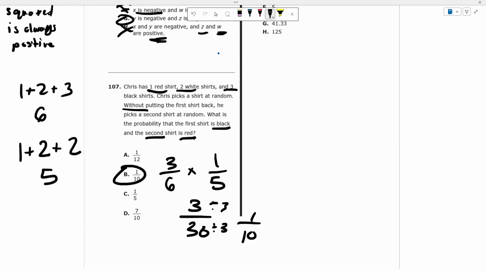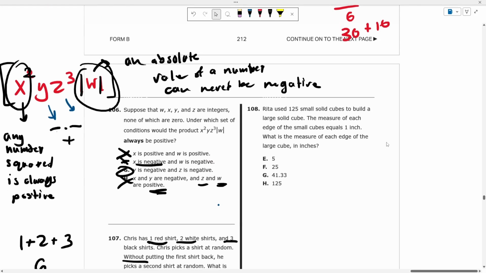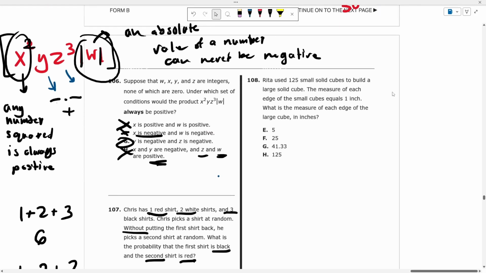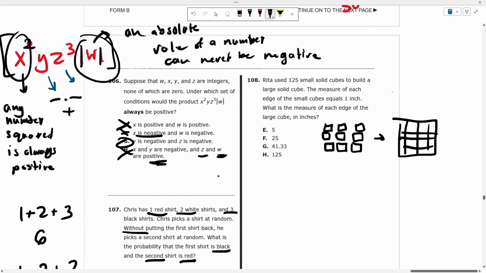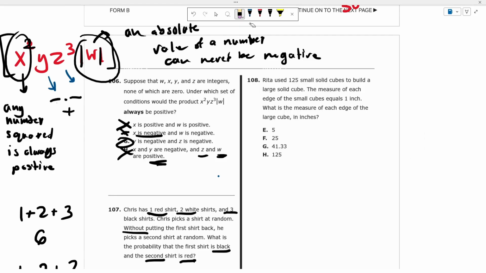1 over 10. Okay? So number 108 says that Rita used 125 small solid cubes to build a large solid cube, okay? So she's like taking this box and this box and this box and this box and this box, so on and so forth. And when she adds all of them together with 0 space, it actually turns into a pretty big solid object, okay? So the measure of each edge of the small cubes equals 1 inch.